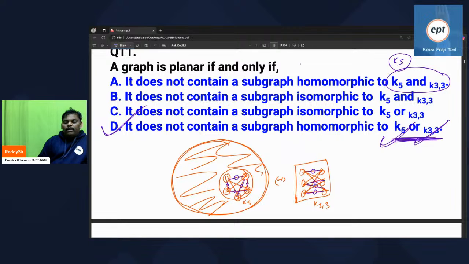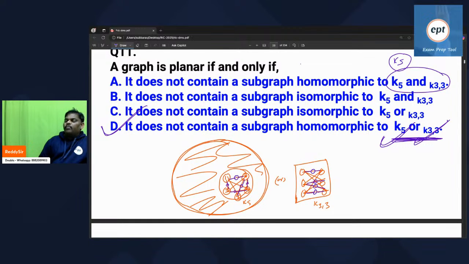If you don't have any doubt, I can move to the next one. Remember, homomorphic and isomorphic are different. Isomorphic means exactly K5, or exactly K3,3. But when you say homomorphic, the diagram is like K5, but inside, vertices may be more and edges may be more. Subdivisions are allowed in the K5 diagram.